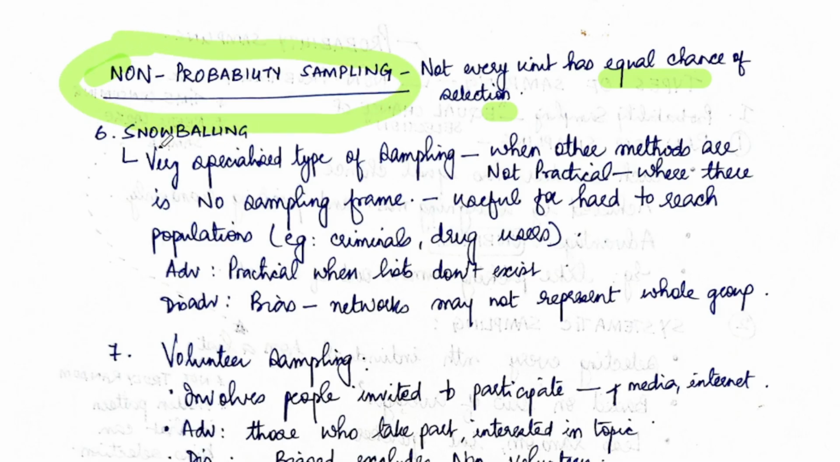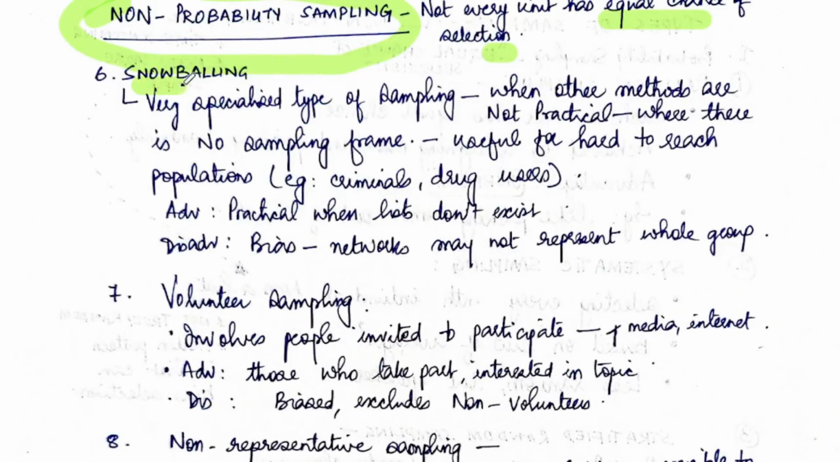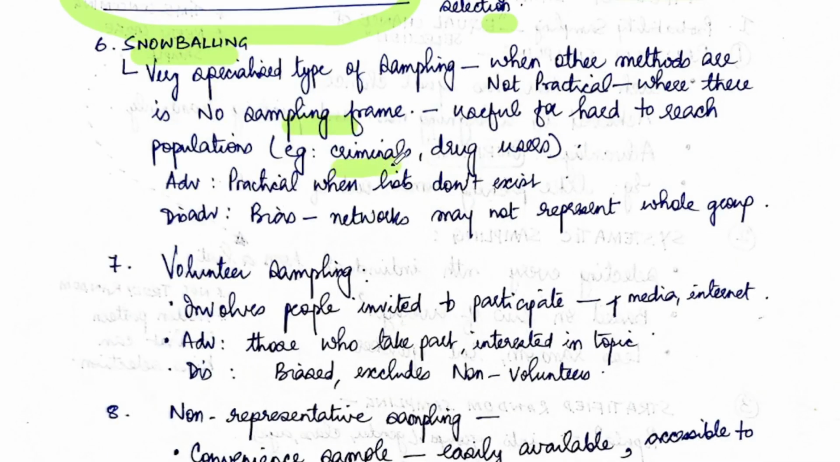Now let us get into the types of non-probability sampling. First being snowballing. This is a very specialized type of sampling used when other methods are not practical, where there is no sampling frame. It is useful for hard to reach populations like criminals or drug users. Here the existing participants refer us to other participants. So the advantage is that it is practical, because when there are no lists easily available, this method works.